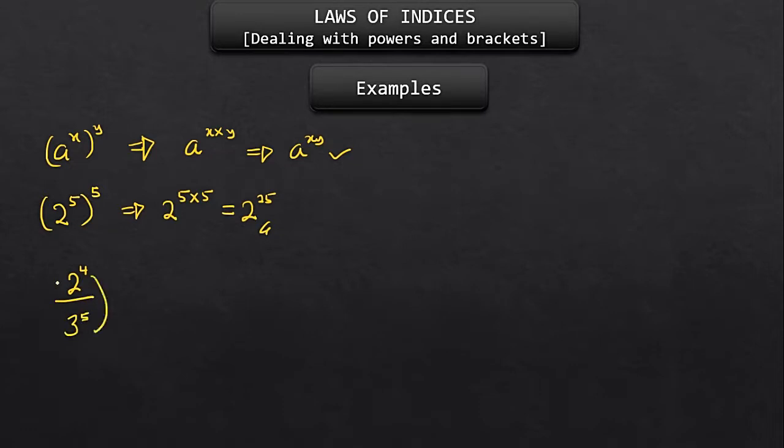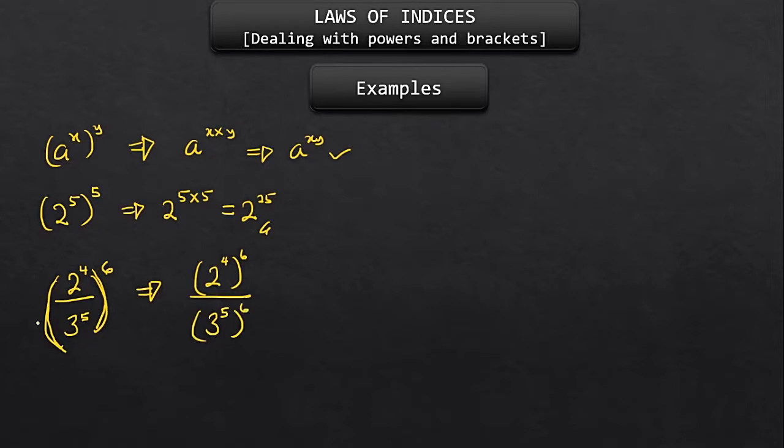And then when we have a bracket, 2 raised to power 4 over 3 raised to power 5, all in a bracket, then raised to power 6 again. What we are going to do, and watch out for this one very carefully, is the same thing as separating the brackets and putting 2 raised to power 4 raised to power 6 over 3 raised to power 5 raised to power 6.